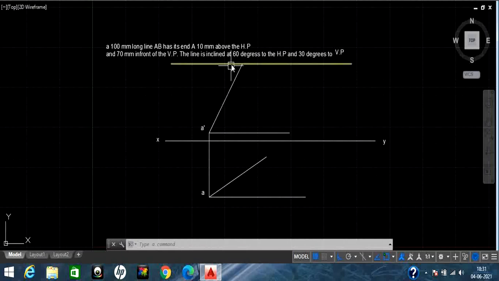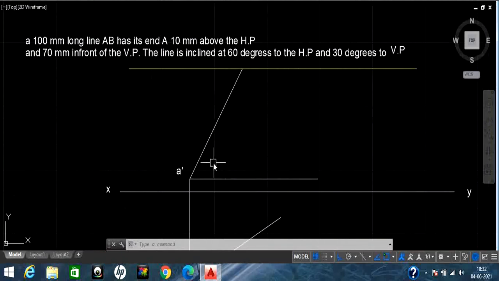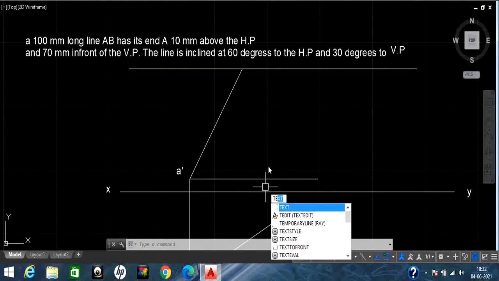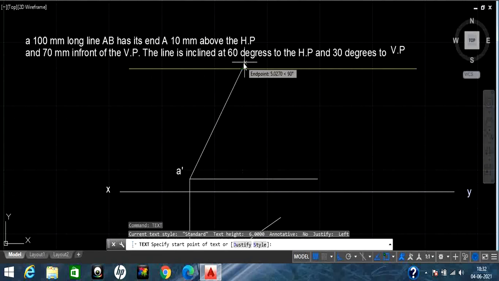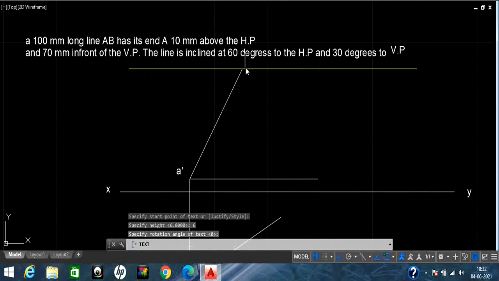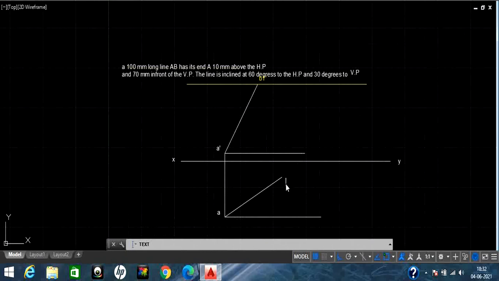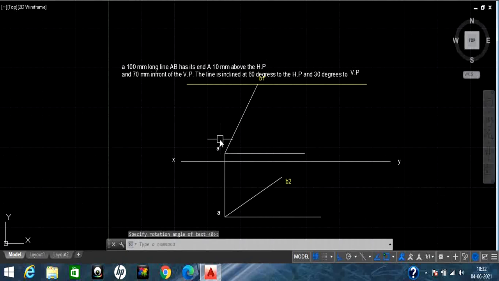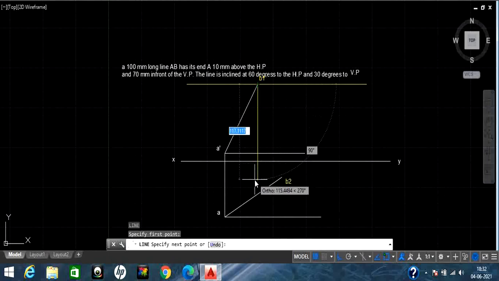Before drawing the vertical lines, give the notations, which is compulsory. This is A dash and this one is B1 dash. By using the text command, this is B1 dash, and this one is B2. After completion of this, draw vertical lines, or extend the projection of B2 and B1 dash.